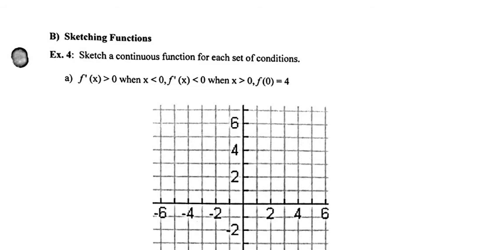The first part says f prime of x is greater than 0 when x is less than 0. Then f prime of x is less than 0 when x is greater than 0. Then it says f of 0 is equal to 4. So the third part is easy to plot. That's just coordinates for a point. So that turns into (0, 4).